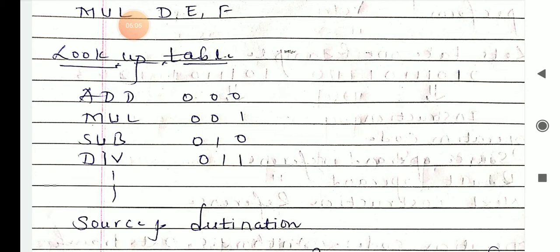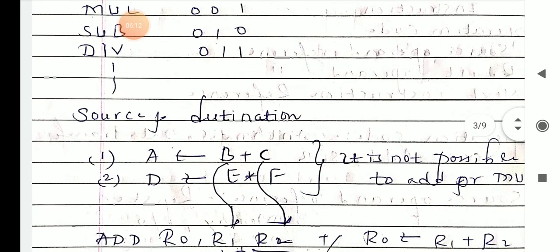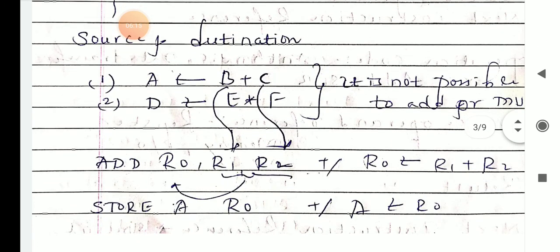Next, in this lookup table, sources and destinations are available. By using the source and destination, for example, a is your own memory location. You can add two variables, b plus c, and store the result into a. Again, multiply a star f, and store it into d.